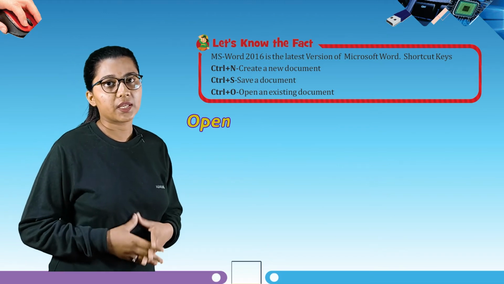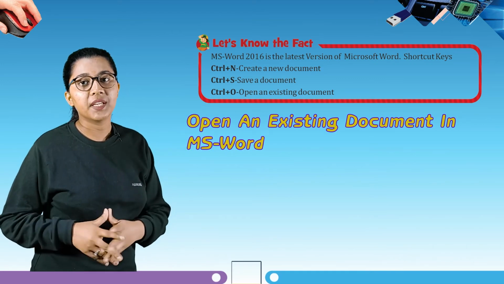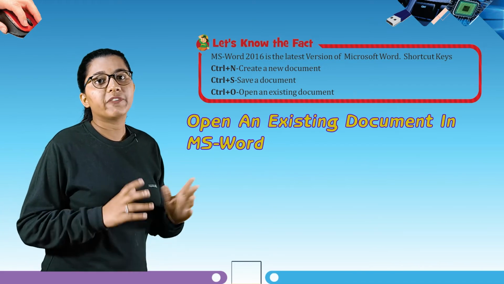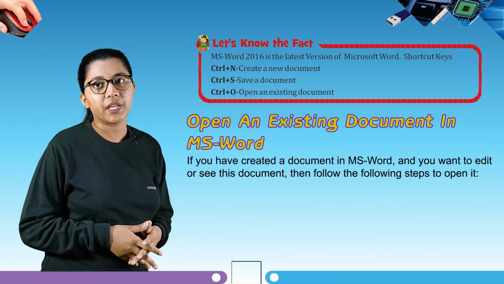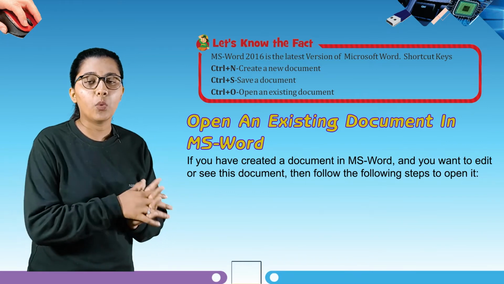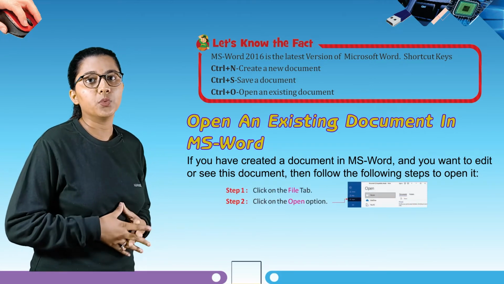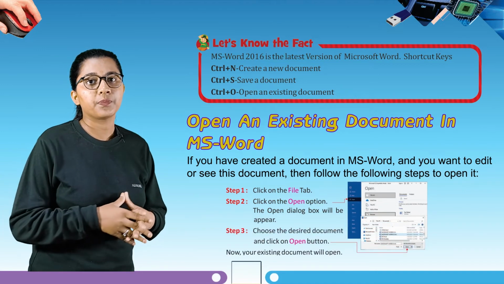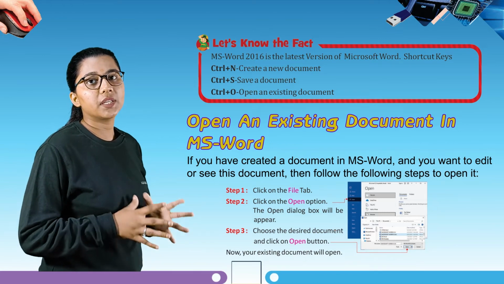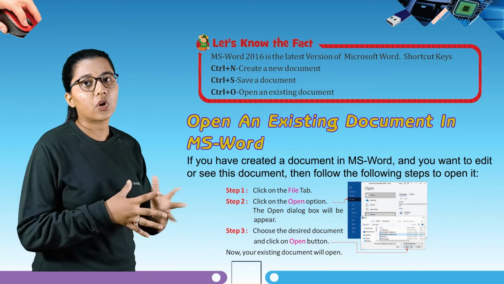Now, our next topic is opening an existing document in MS Word. How can we open an existing document in MS Word? Let's know about it. If you have created a document in MS Word and you want to edit or see this document, then follow these steps to open it. Step 1. Click on the File tab. Step 2. Click on the Open option. The Open dialog box will appear. Step 3. Choose the desired document and click on the Open button. Now your existing document will open.